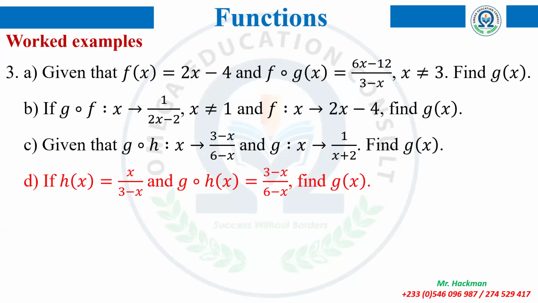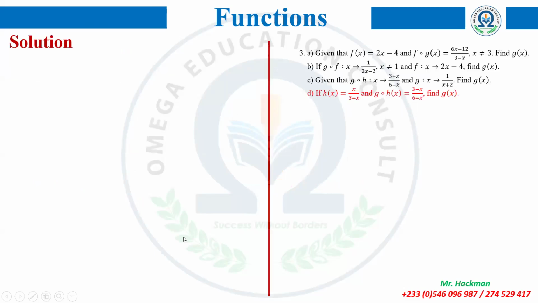All right, now let's look at our next set of questions. Question number 3. Again, we are dealing with composite functions, find the other function. Let's go and look at the solution. I will start with part A. As usual, apart from f of x, you can see that the composite function is not pretty at all. It is a rational function. But don't worry, we know how to deal with it.